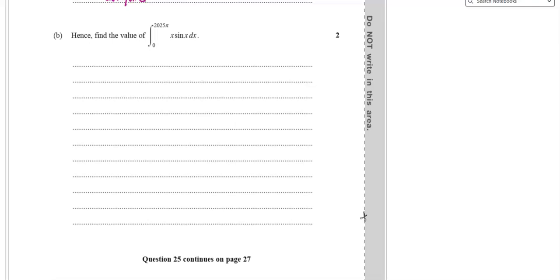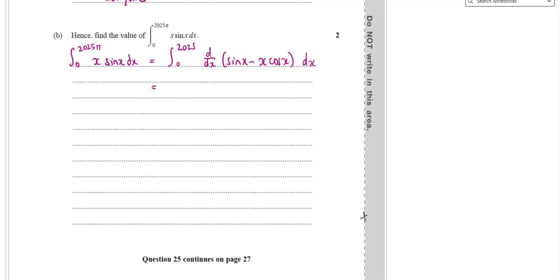Okay, part B. Hence, find the value of the integral from 0 to 2025 pi of x sin x dx. Okay, so the fact that they have told us hence means we have no choice but to use that result from above. So I'm straight away going to replace the x sin x with the version as above, which was d/dx of sin x minus x cos x, dx.